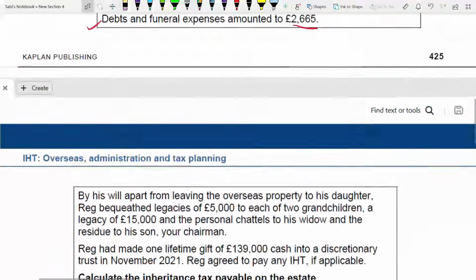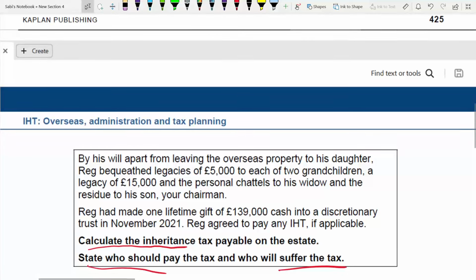For that we have to read here his will. So he is giving the overseas property to his daughter, 5,000 to each of the two grandchildren, he's giving 5,000, 5,000. Then a legacy of 15,000 and the personal chattel to his widow, and the residue is to the son.